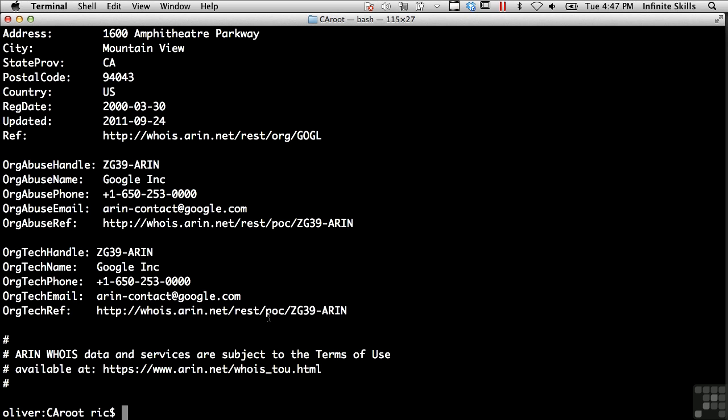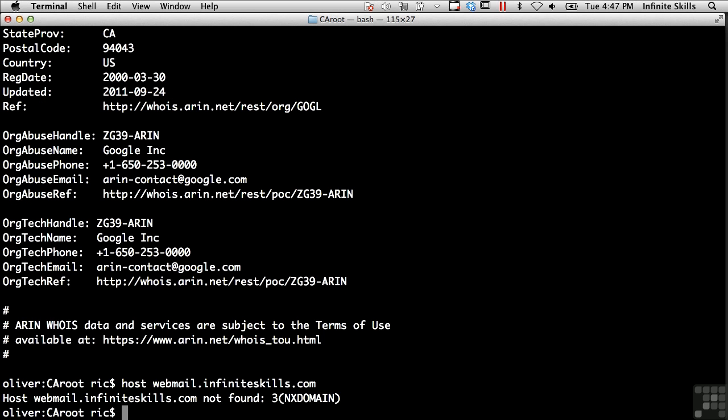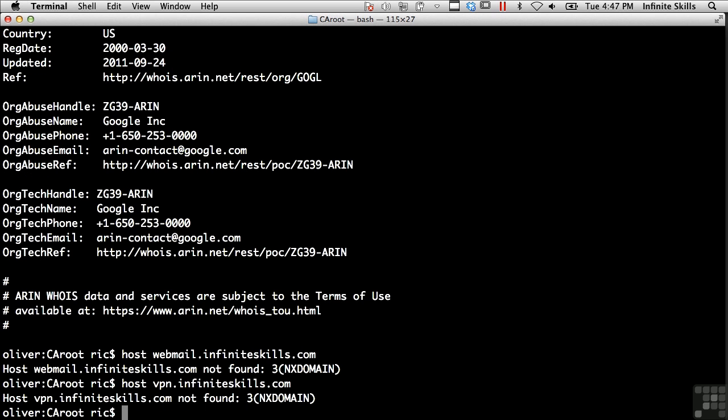So I could do something like host webmail.infiniteskills.com. And this is completely guessing, and it may not actually return something. In this case, it doesn't. I could also guess something like vpn.infiniteskills.com. And I've got nothing there. But you could keep going, remote, mail, any other different type of host name that you can think of that may be serving up some additional content. Any host name that you may be able to run across using a Google search.